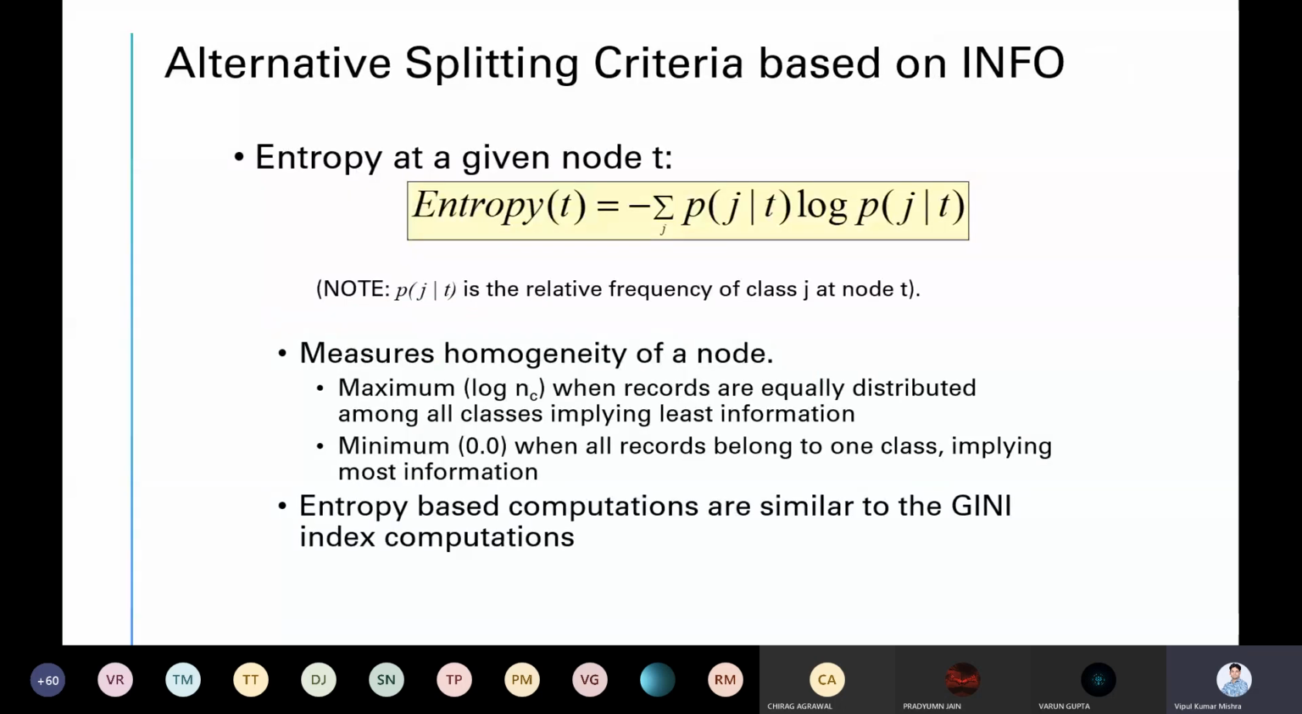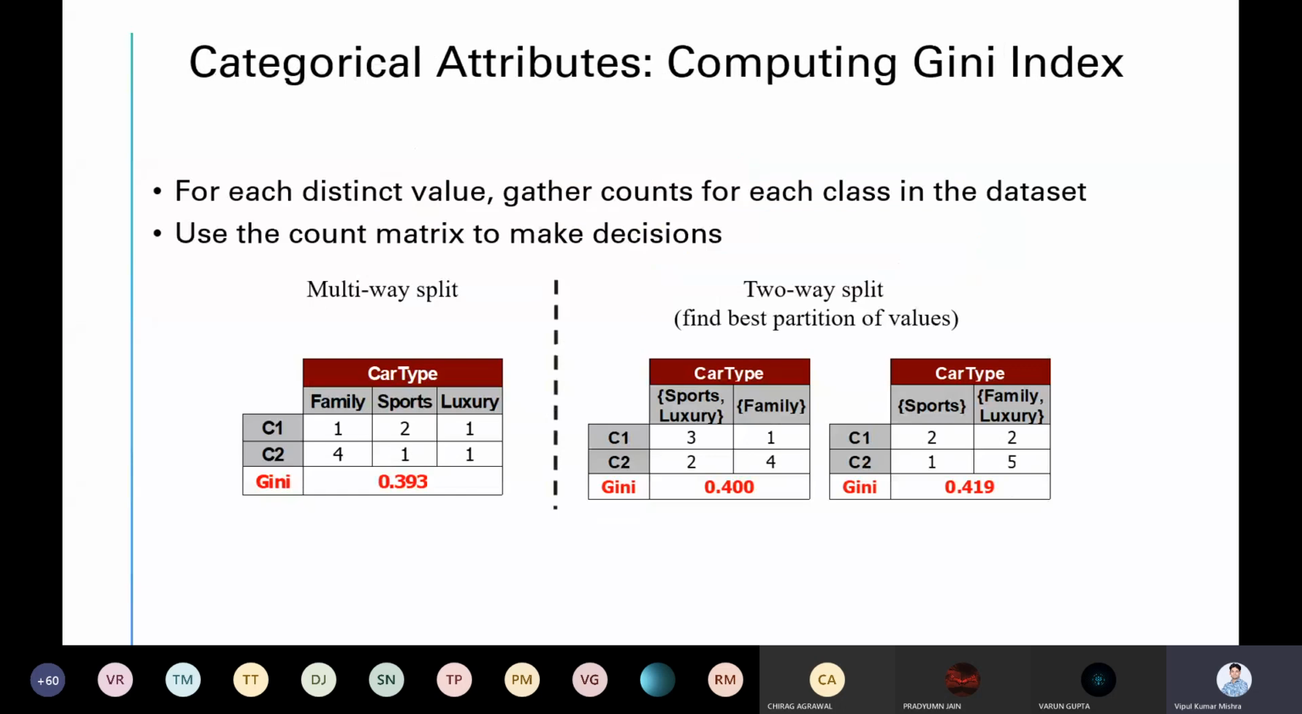Now we have already seen one way to compute the impurity. There is another way to compute the impurity, that is entropy. How will you compute it? You will compute based on this formula: minus the sum of Pj divided by T, where j means a particular value and T is the total, times log of Pj divided by T. Let's look into the example, then it will be more clear.